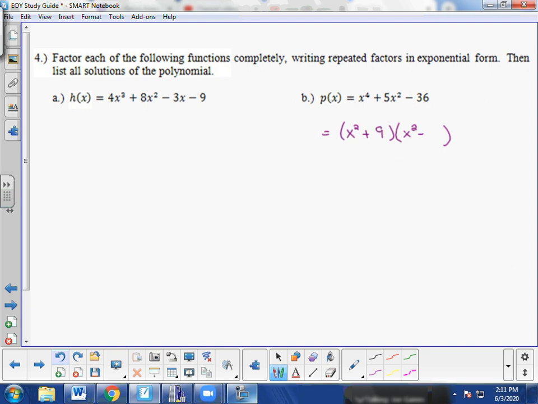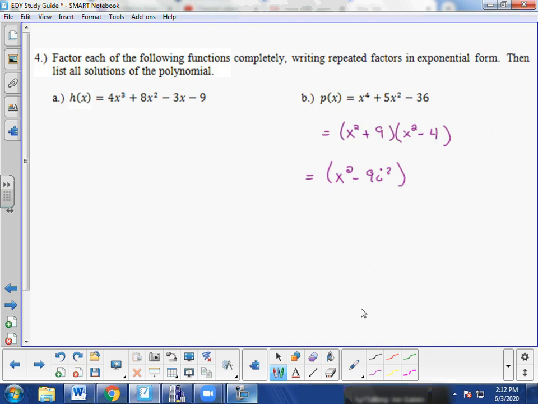So if you said a positive 9 and a negative 4, you would be correct. So we want to factor this down a little bit further. Remember, we can factor a difference of two squares, but we cannot factor a sum of two squares. So if I want to factor x squared plus 9, I need to change this into a difference. And I can do this by using i squared. So x squared plus 9 is the same as x squared minus 9i squared.